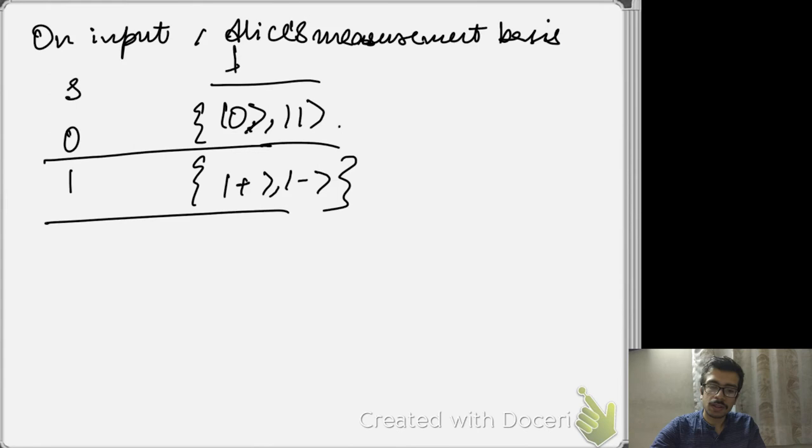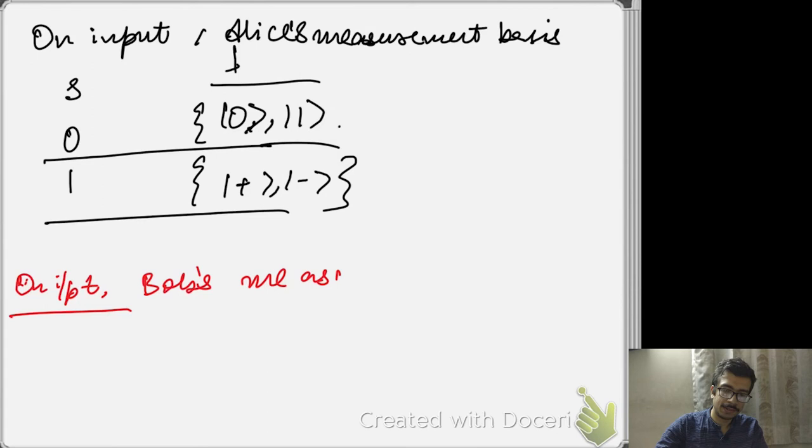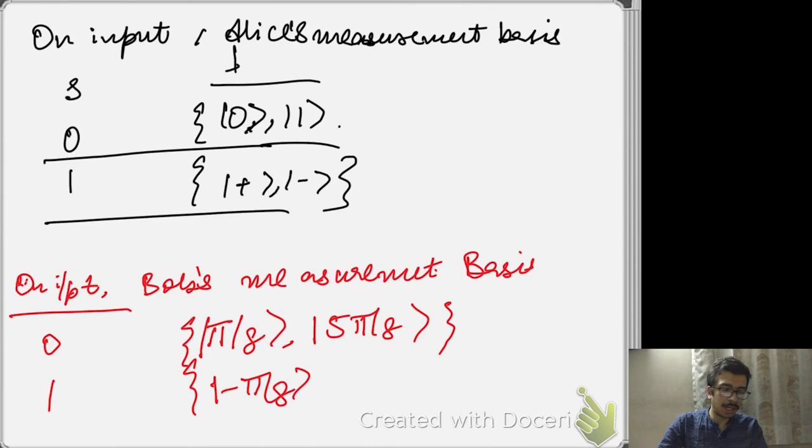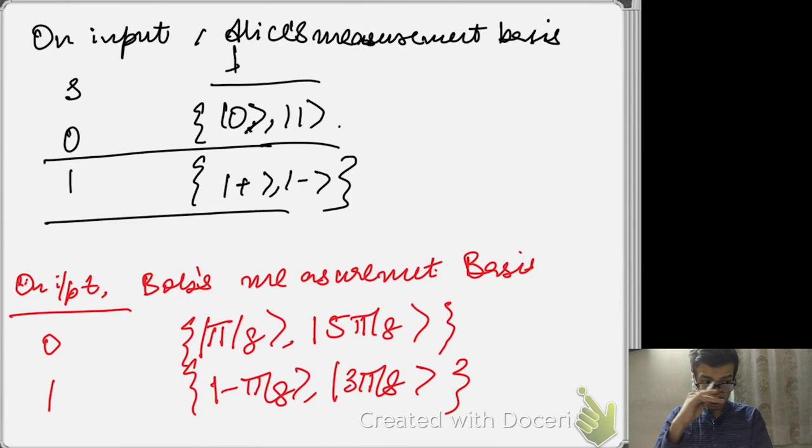Now let us see what Bob is doing. On input T, Bob's measurement basis is going to be the following. T can be either 0 or 1. If T is 0, then Bob measures in the π/8, 5π/8 basis. If it is 1, he measures in the −π/8, 3π/8 basis. So we can understand what is going on a bit geometrically now.